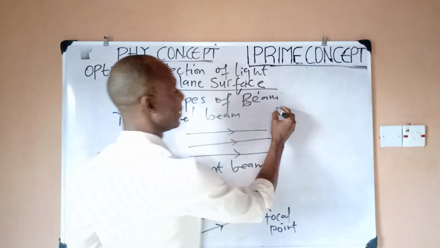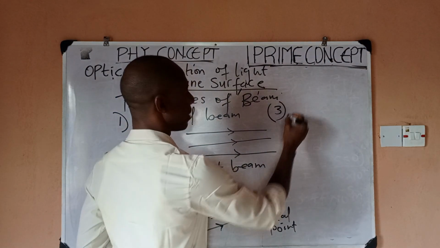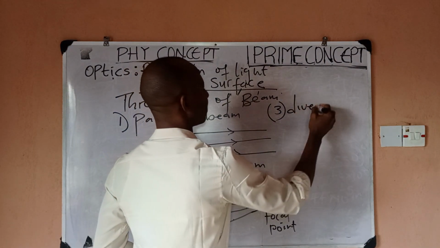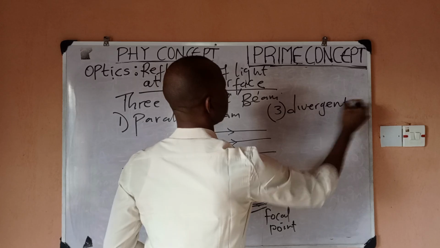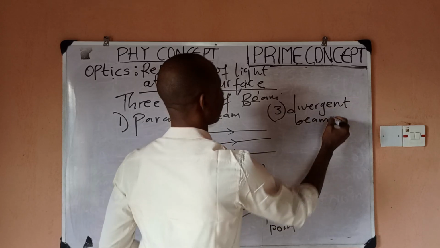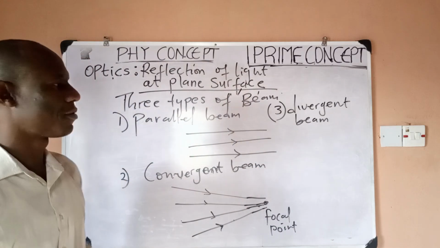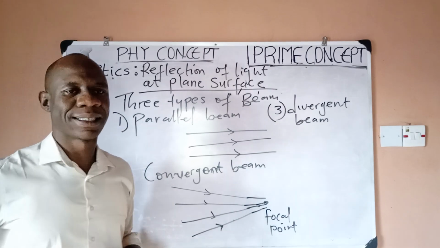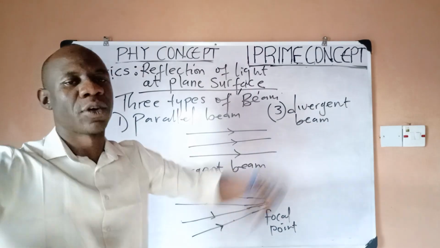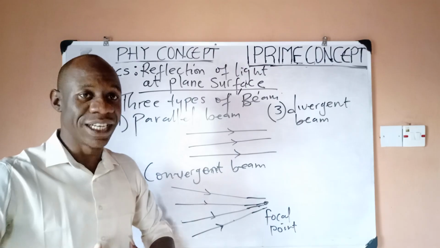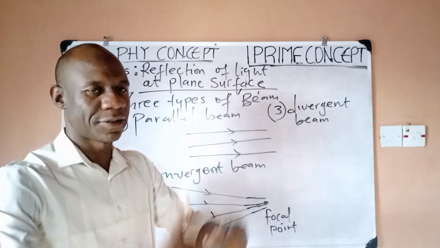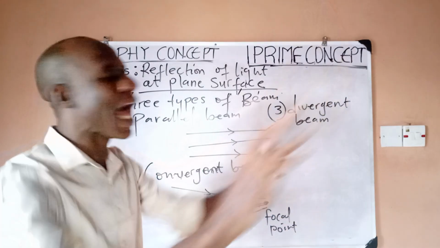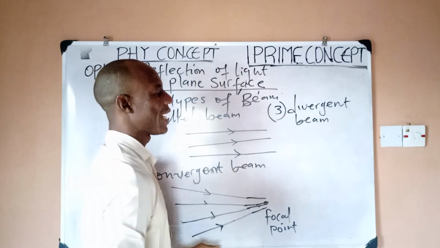And then number three is what we call a divergent beam. So these are the three types of beam that we have. Now, divergent beams are beams that spread from a point. They are beams or rays that, starting from a point, spread outward. That is what we call divergent.